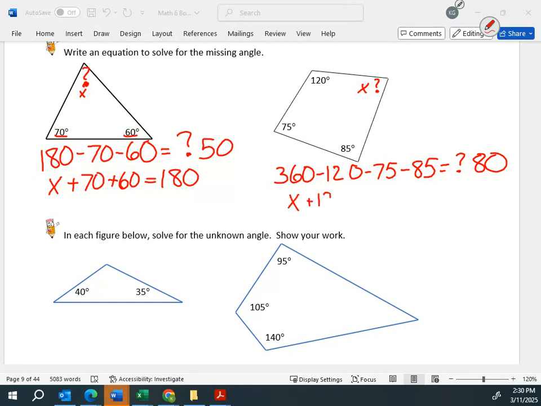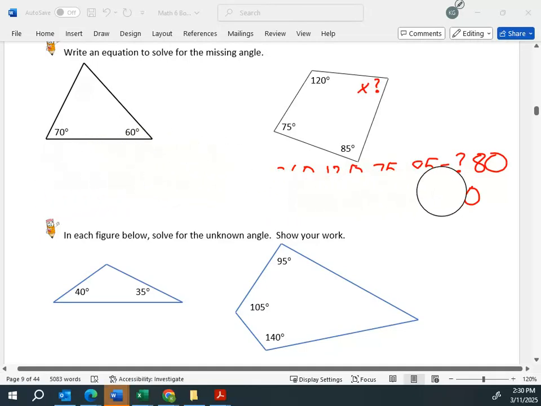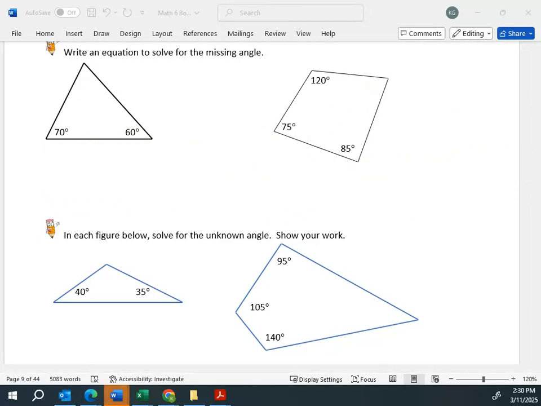So again, we could call that question mark our x. We know that x plus 120 plus 75 plus 85 is going to equal that magic number of 360 degrees. So to find that missing angle of a triangle, we're subtracting away from 180. To find the missing angle for the quadrilateral, we subtract away from 360. So how are we going to use this information to do our math for today? I'm going to scroll up.